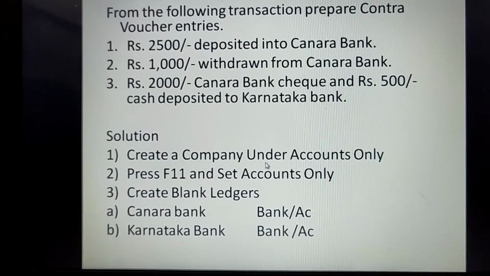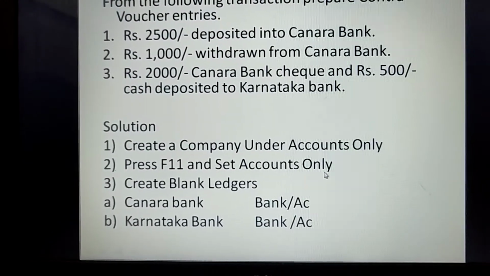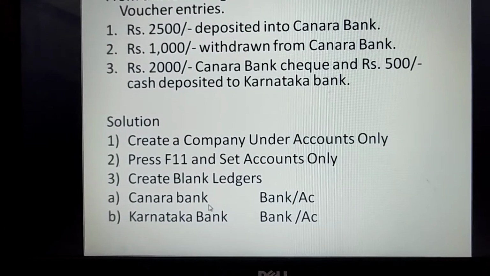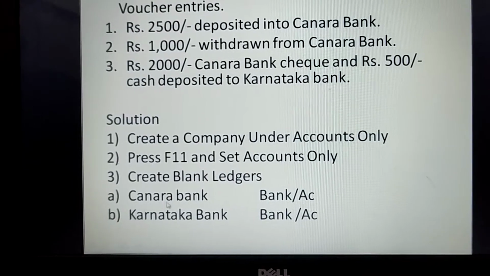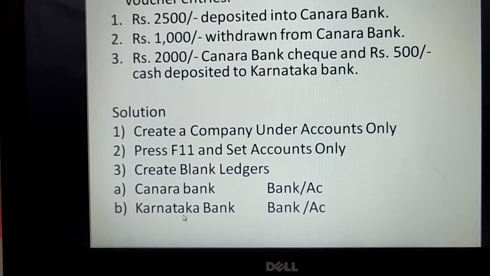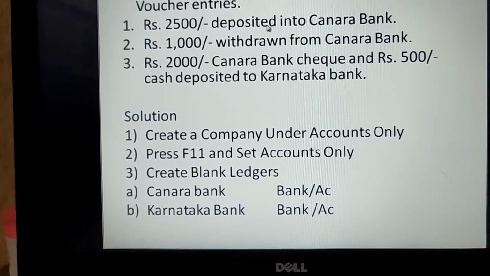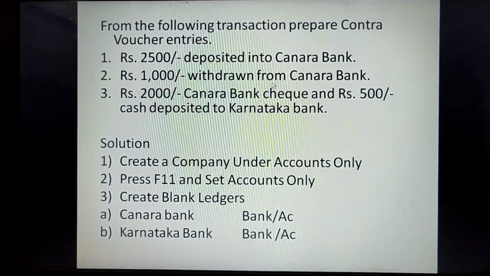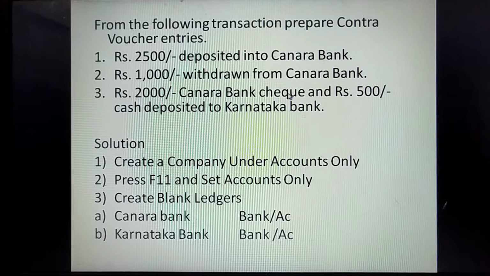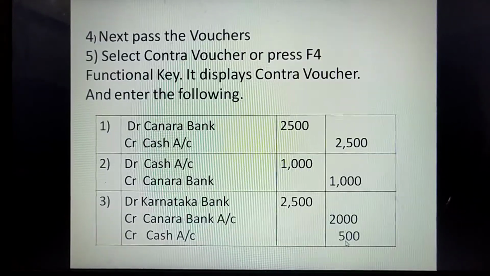First, you have to create a company. Under accounts only, press F11 and set accounts only. Then create the blank ledgers. These are the blank ledgers. First is Canara Bank, comes under bank account. Karnataka Bank comes under bank account. Here we are depositing the amount and withdrawing the amount from Canara Bank and transferring the funds from Canara Bank to Karnataka Bank. So these are the ledgers first we have to create.